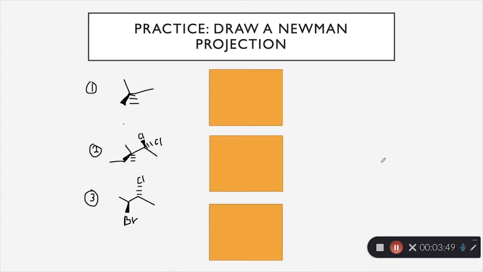So now we're going to do a little practice. Take a second to pause the video, and then try your best to draw out the entire Newman projection for these three.